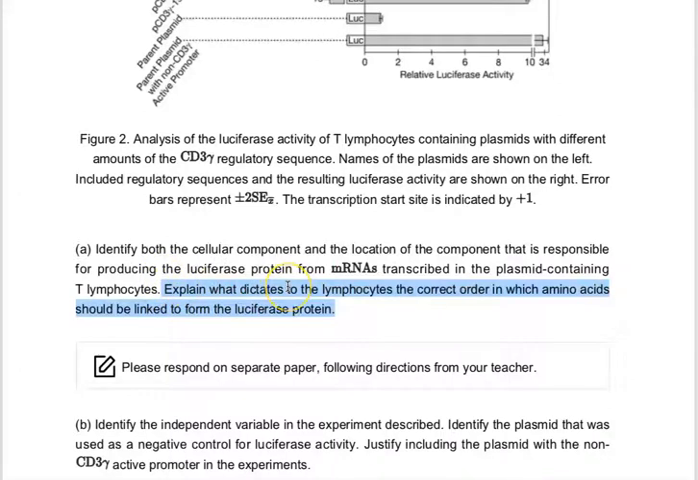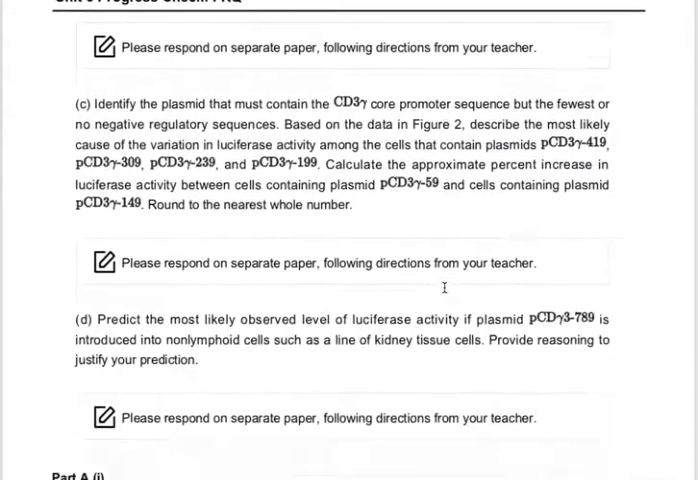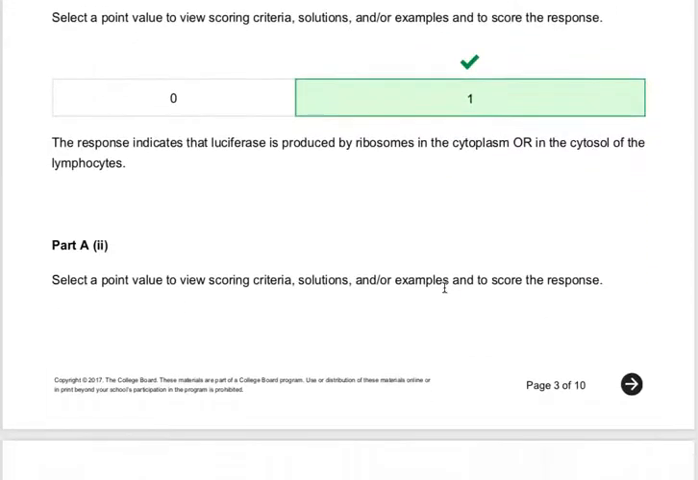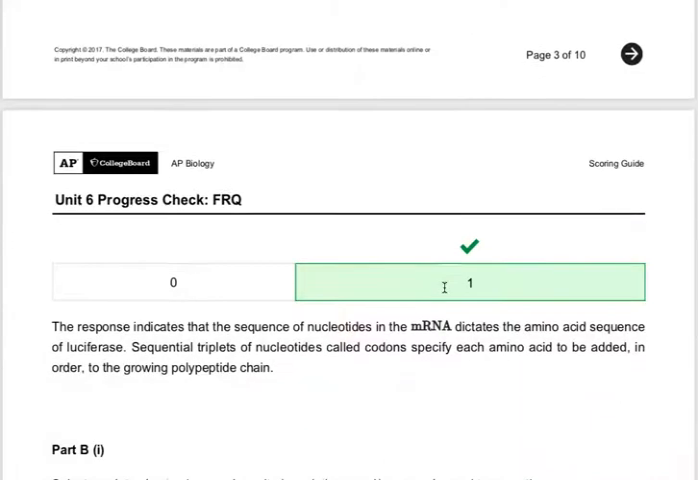Explain what dictates to the lymphocytes the correct order in which amino acids should be linked to form the luciferase protein. Again, that is fancy wording to simply ask you, how do you read an mRNA and produce amino acids from that mRNA? And you guys know this.